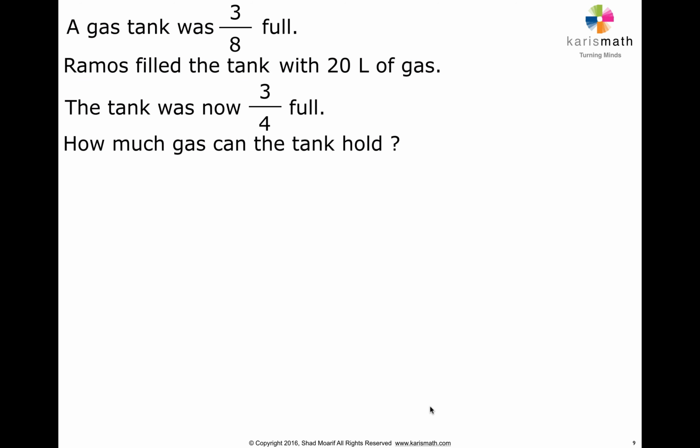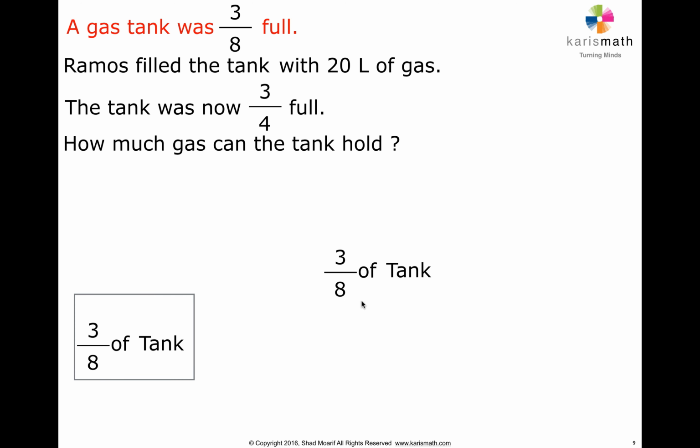Here's another way of doing it. Imagine the gas tank is 3/8 full, so that's 3/8 of the tank. So we write it here, and then Ramos filled the tank with 20 liters of gas. So he brings in another 20 liters of gas, fills it on top. So now the whole tank is from here to here, filled with gas. So we add 20 liters right there. And now this whole tank is 3/4 full from here to here.